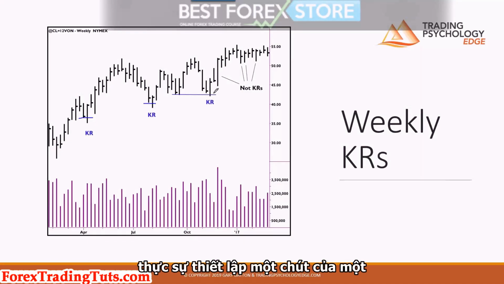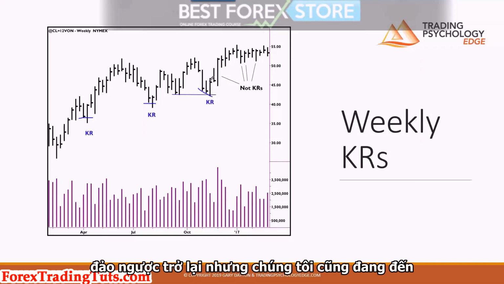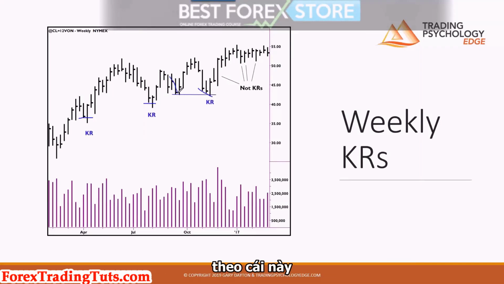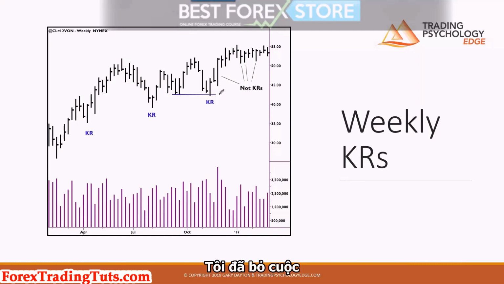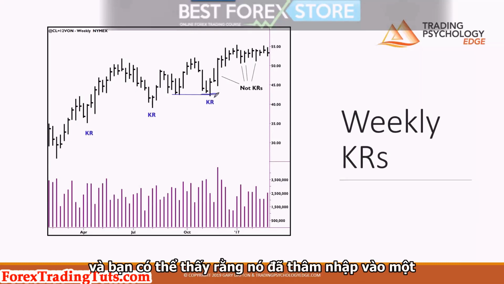It's actually setting up a little bit of a spring where we see the shortening of the thrust. We're coming under these bars and reversing back up, but we're also coming under this swing low, rally up, come back, and we do actually penetrate. I'm sorry, this is kind of canted a little bit down, and I couldn't get it to be straight. I don't know why, but I just couldn't, and I gave up. So that should be a little bit higher up, and you can see that it penetrated a little bit.